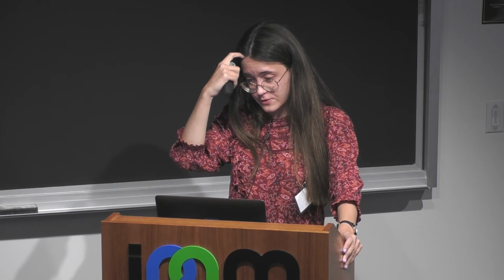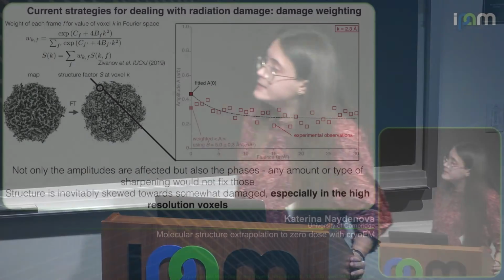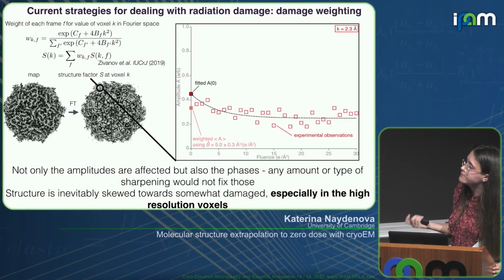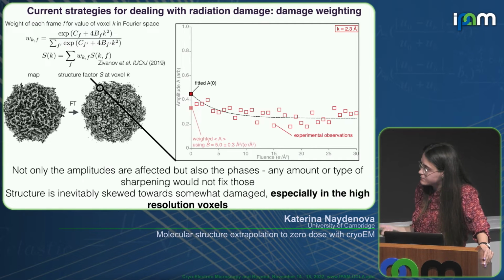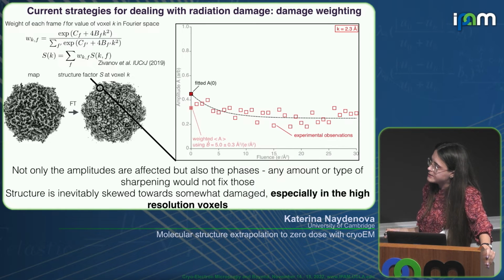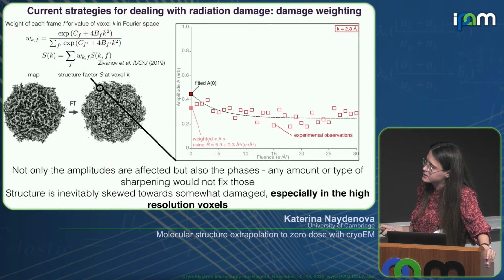So now, with this knowledge, can we do something further with this movie? So what we would normally do with this kind of movies in the traditional processing right now is we would take the weighted average of all the frames. Meaning, if we reconstruct a map of our molecule at each frame, we could look at the structure factor or the Fourier component of this molecule at a particular voxel and watch how this structure factor decays as a function of fluence in the different frames, shown by these red squares.